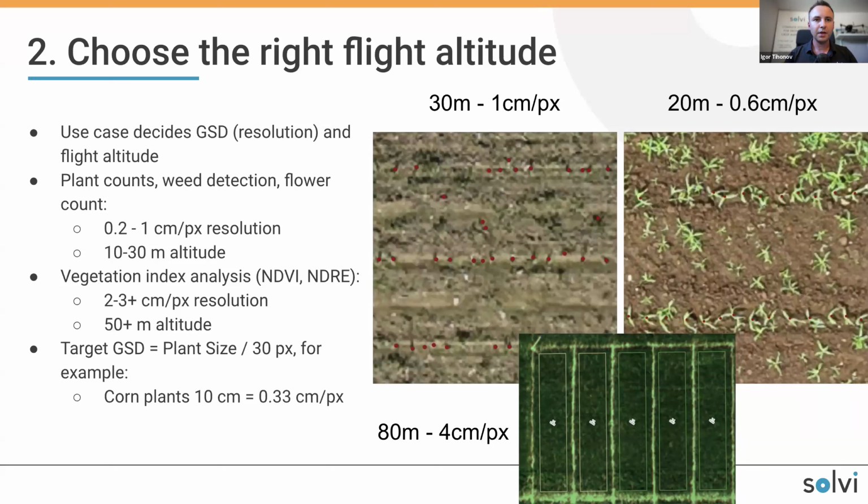For trials in cereal crops, for example, like in the image below, where you are looking to just calculate an average MDRE value or NDVI value, you don't really need high resolution. Then you can fly with a multispectral camera as high as maybe 80, 90, even 120 meters, because a few centimeters here and there doesn't really matter much.